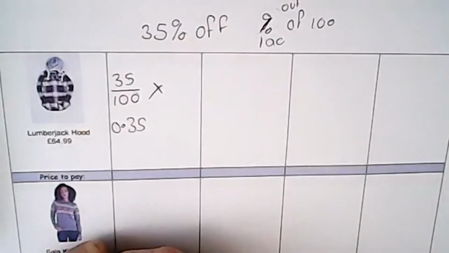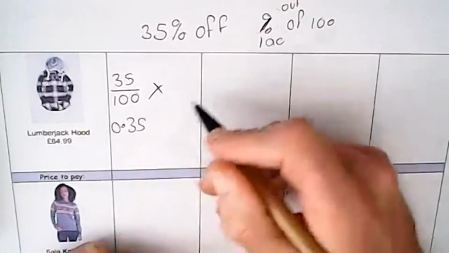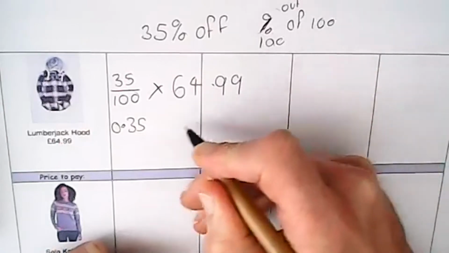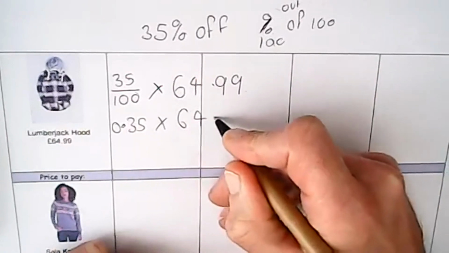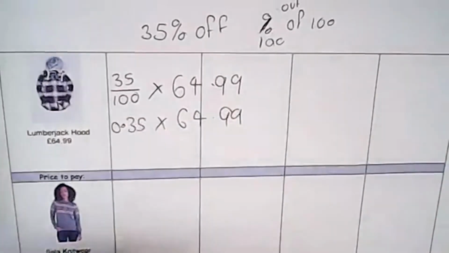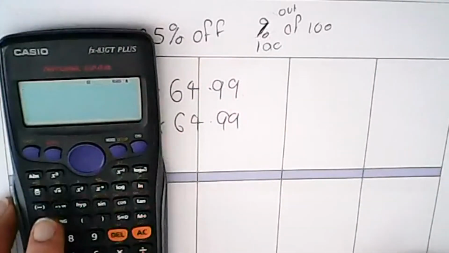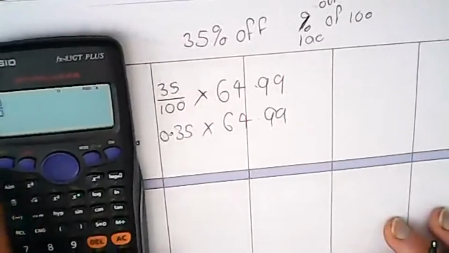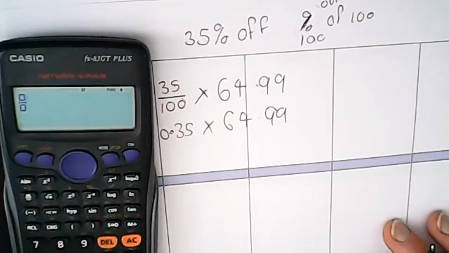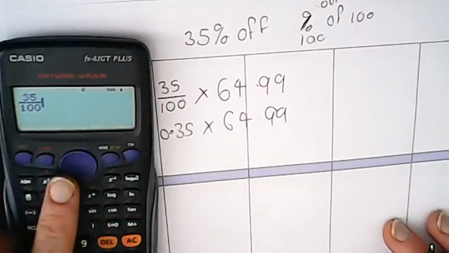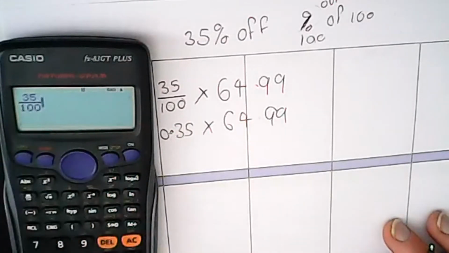So we multiply that by the amount, 64.99. These are both the same, by the way. I'm just showing you that you could write your 35 out of 100 in the same way. So I like using this fraction button too. So 35, use that wheel thing. Press that. So 35 out of 100 times 64.99.